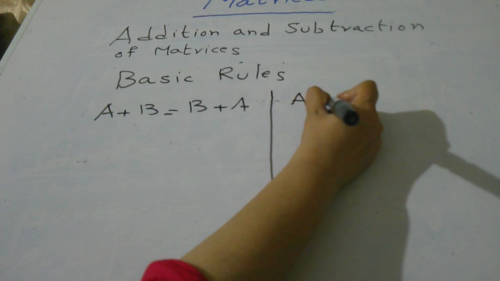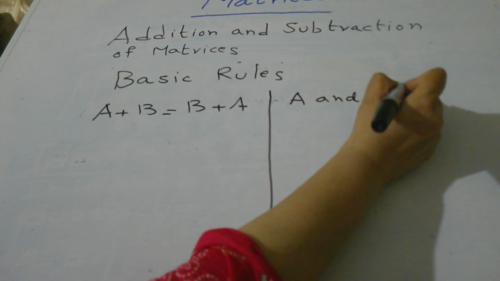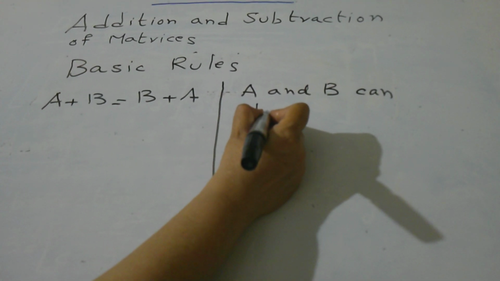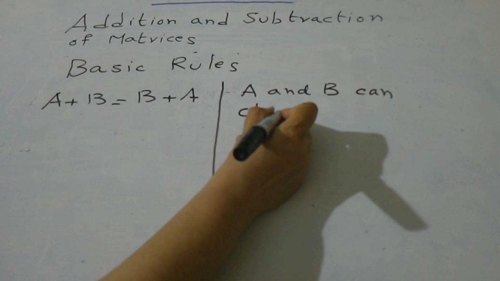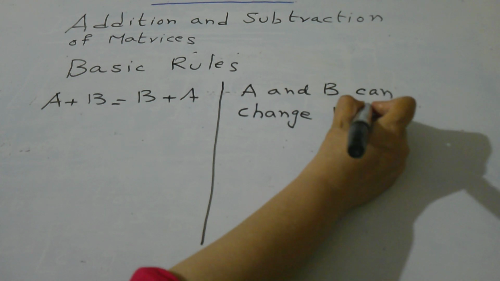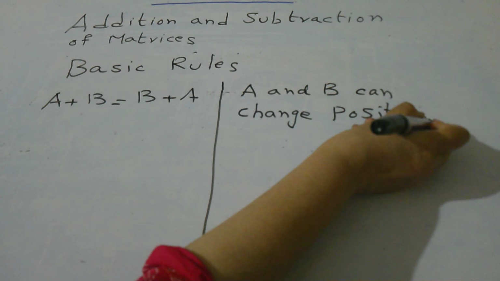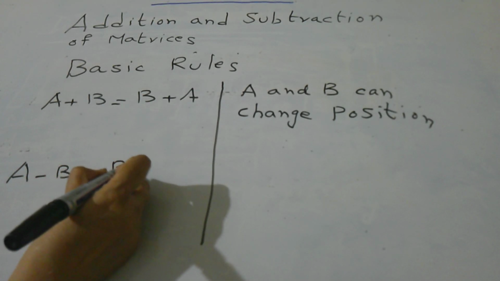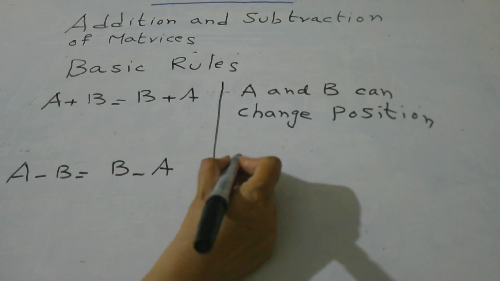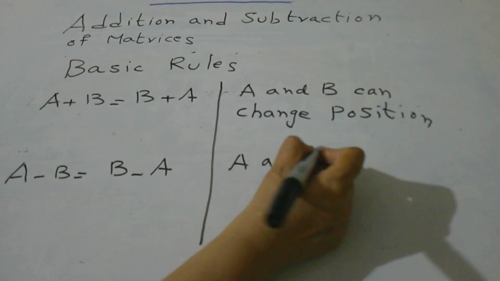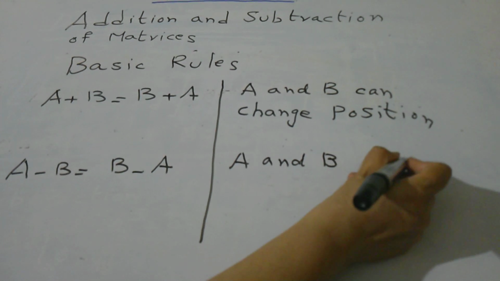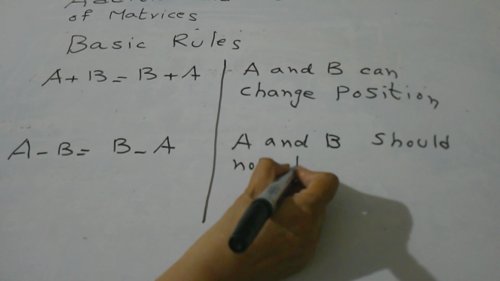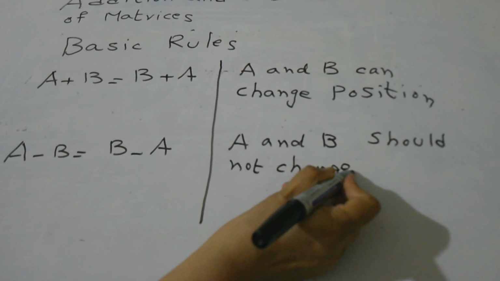So A and B can change position in addition only, but in subtraction A minus B is not equal to B minus A. Matrix A and matrix B should not change position.